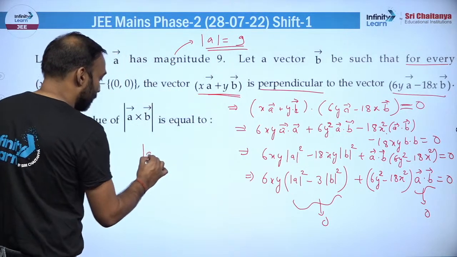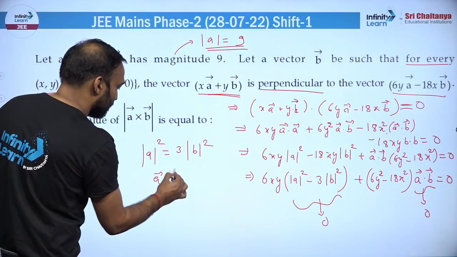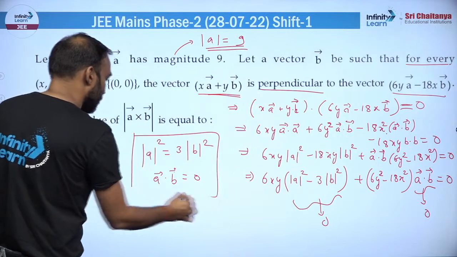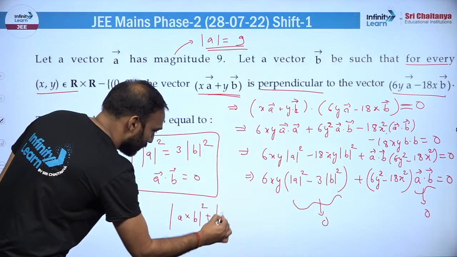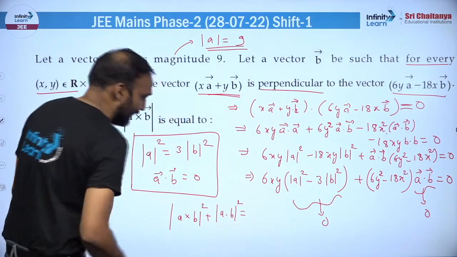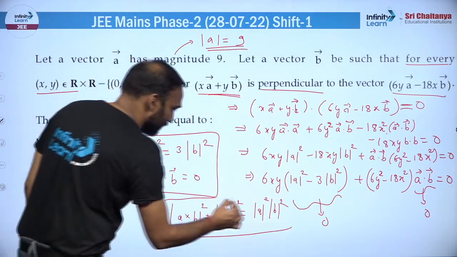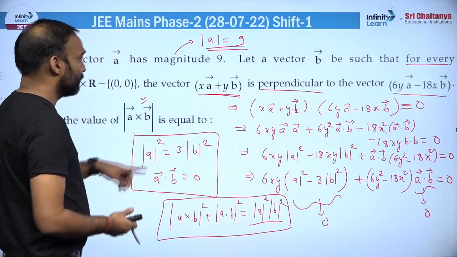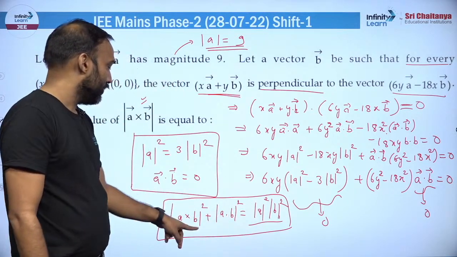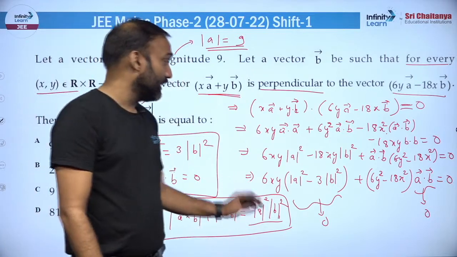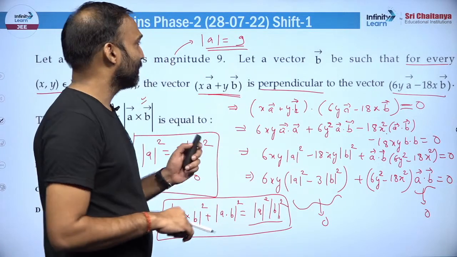So from here I got mod A square is equal to 3 mod B square and A dot B is equal to 0. I have to find modulus of A cross B. So modulus of A cross B whole square plus modulus of A dot B whole square is equal to mod of A square into mod of B square, right? I can use this result. Now in this result I know these values because mod A was given as 9, so I know the value of mod B as well. So mod A, mod B are known, this I know, so A cross B modulus I can get from this particular equation. Hence we can mark the option whatever comes from this result. So now we'll move on to the next example.